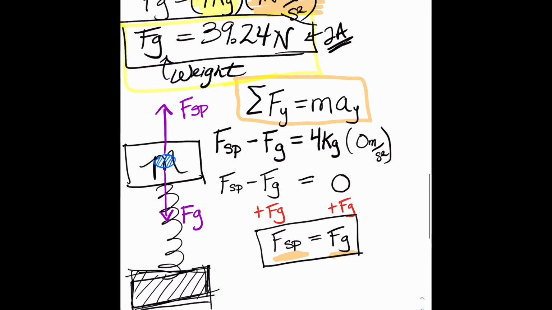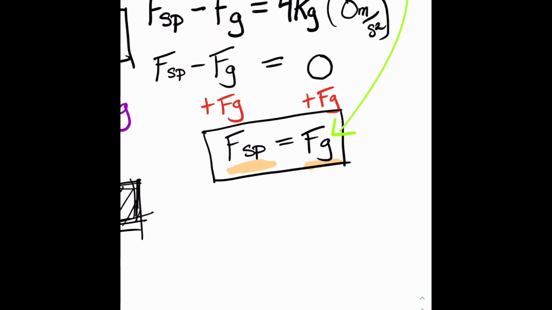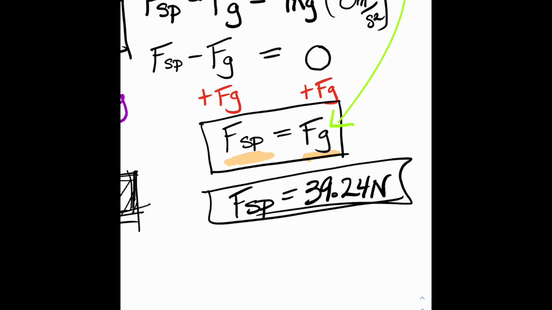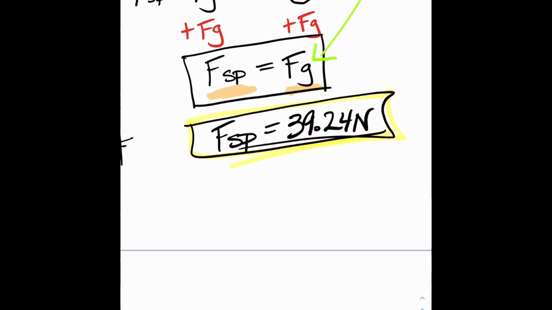And we just so happen to know force gravity, right? We just solved it a second ago. So this force gravity, this 39.24, we can bring it down here and plug it into this equation. And now we can see the answer to the force spring is 39.24 newtons. If you want, I can put a yellow box around that too. And that's it.